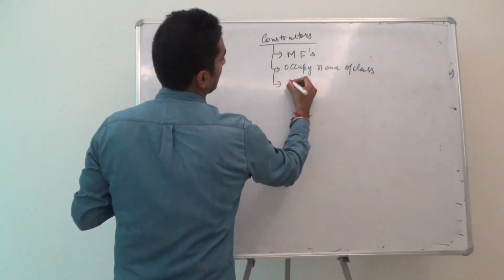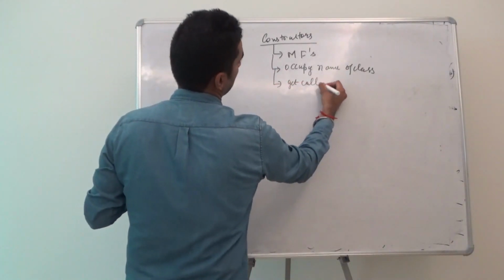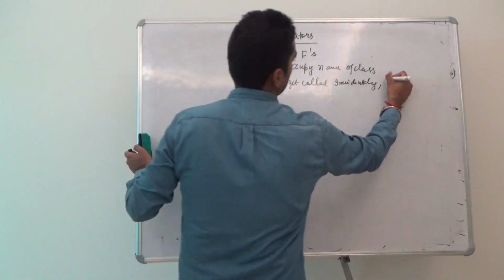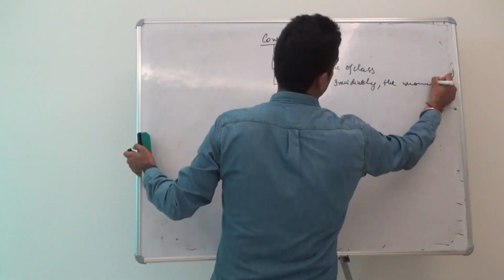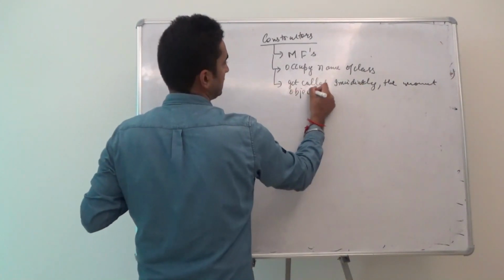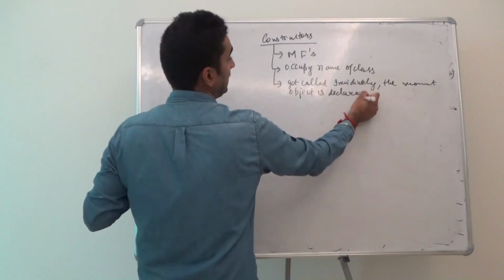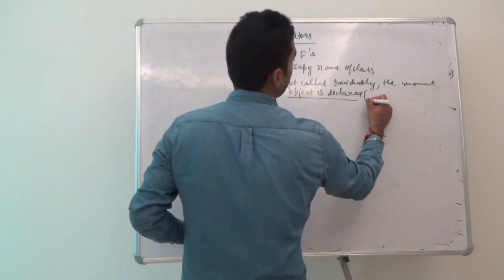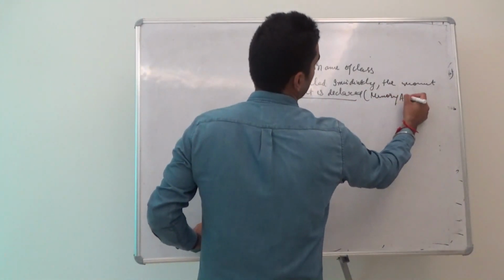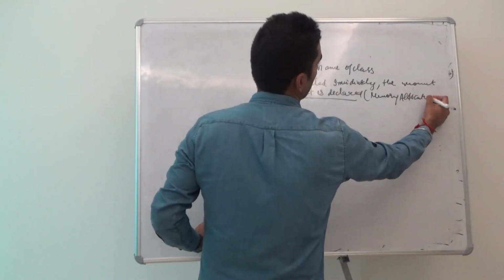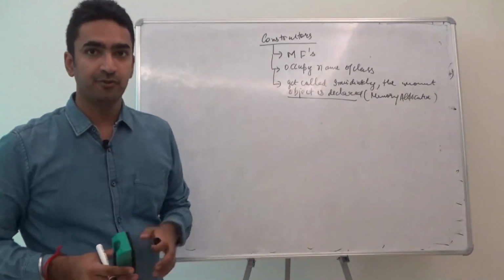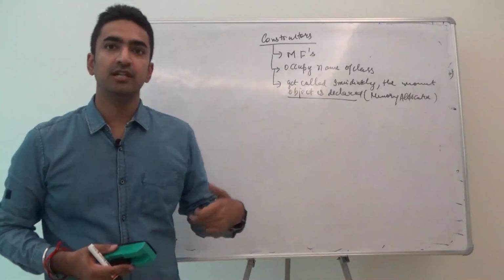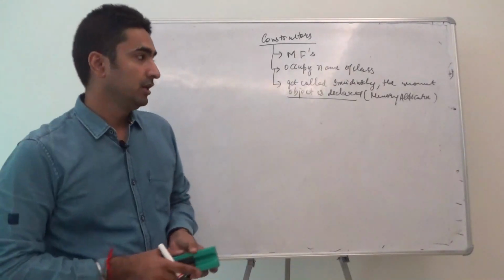Important thing, they get called immediately the moment object is declared. It means the moment memory allocation is done, they get called. It means they are used to allocate memory to the object. Right? The moment object is declared, memory is allocated, constructor by default will get called.